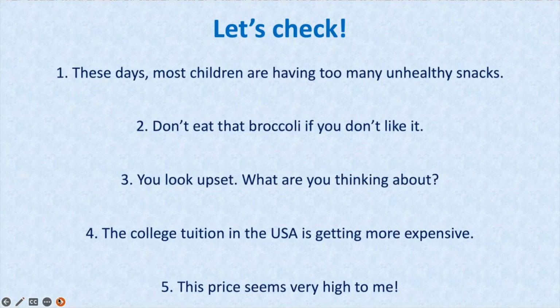Sentence number 1. I have to use present progressive, are having, because I can replace the verb have here with the verb eat. Have here is used as an action verb. Number 2. I have to use the form don't like, present simple, because like is a non-action verb at all times. Number 3. What are you thinking about? I have to use present progressive because here think is used as an action verb. It means use your brain.